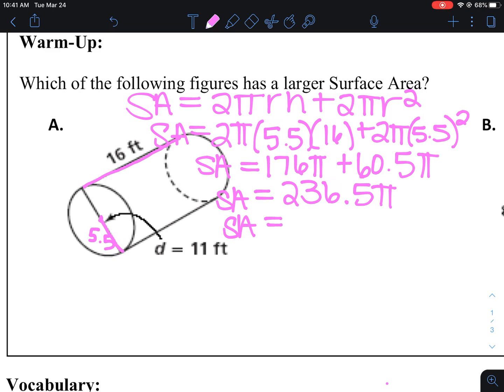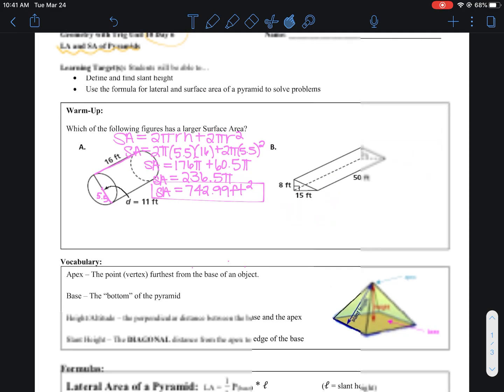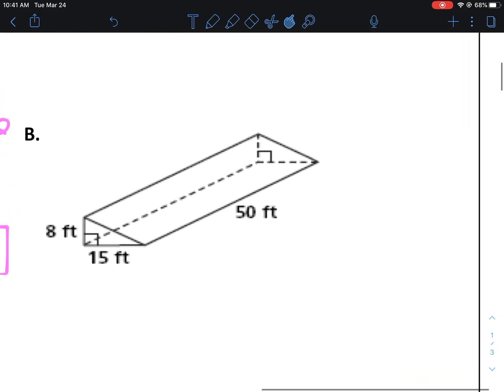236.5 pi. The other one, right, it's a prism, it's not going to have pi in it, so we need to put this to a decimal so it'll be easy to compare which one's bigger. So 236.5 pi is 742.99, rounded to the nearest hundredth. And we have feet squared. Okay, so we did the cylinder. Now let's do the prism.